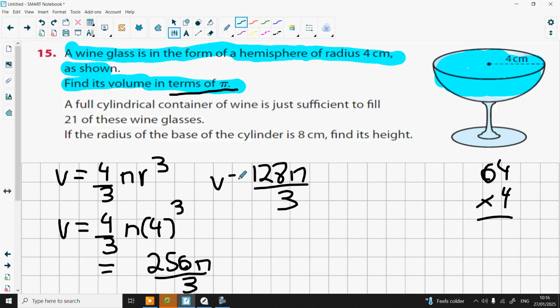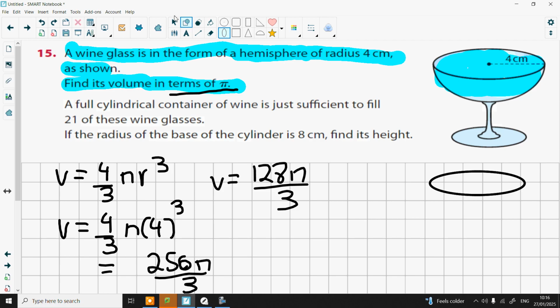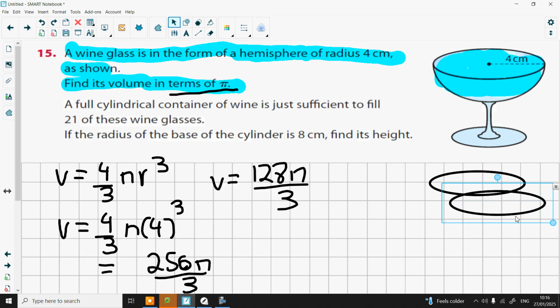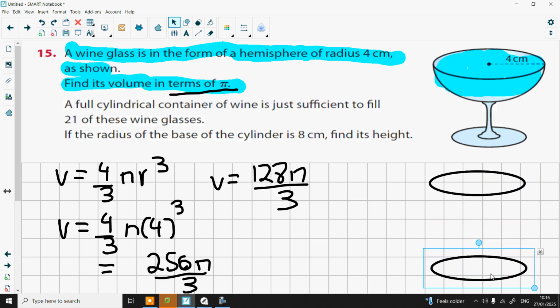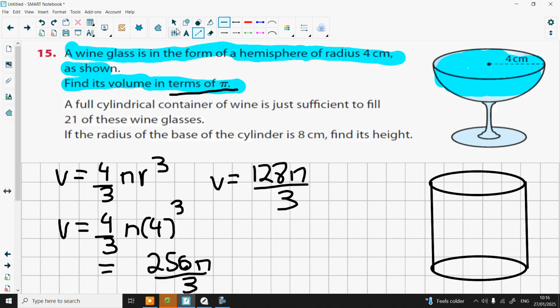Now, lads, what they're saying next is the following. They've got a big old cylinder, okay? And this big cylinder has a lot of wine in it. How many glasses of wine does it have to be precise? 21. Okay. Now what's the radius of this cylinder full of wine? 8. Do we know the height? That is the goal of the question.